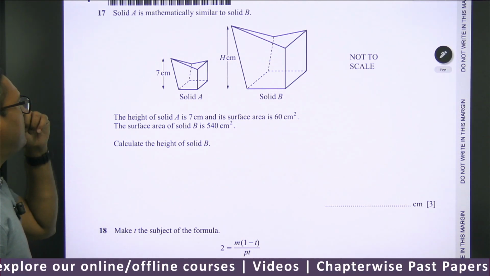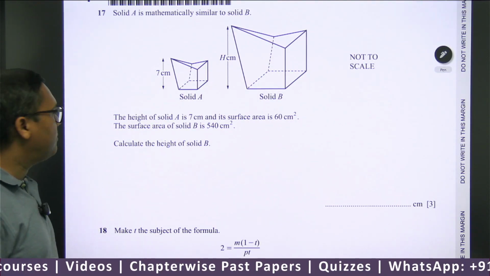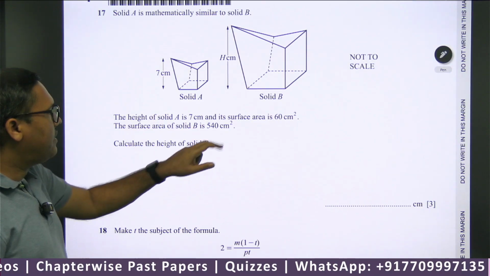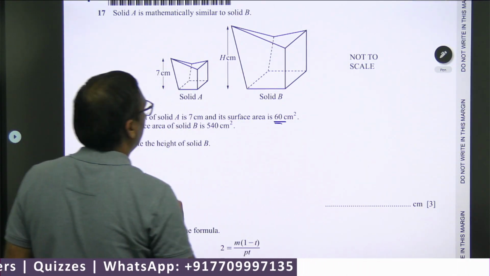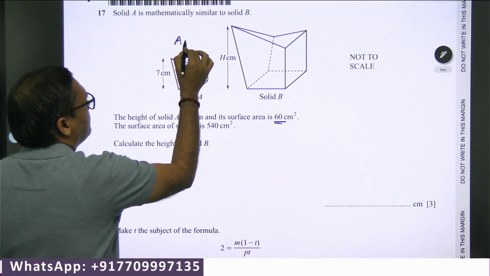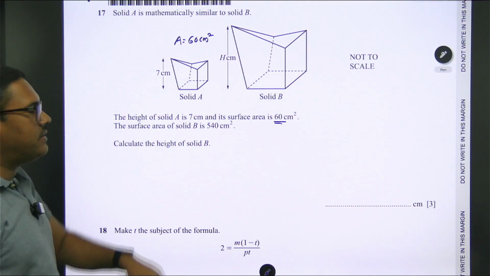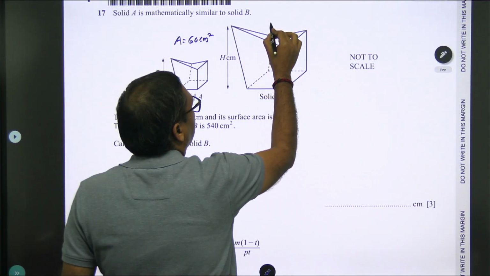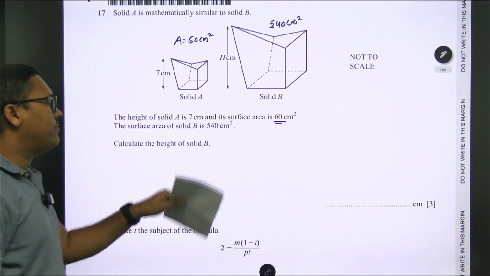The question is, solid A is mathematically similar to solid B, which is given to you. The height of the solid A is 7 and its surface area is 60 centimeter square. The surface area of solid B is 540 centimeter square. Find the height of the solid B.